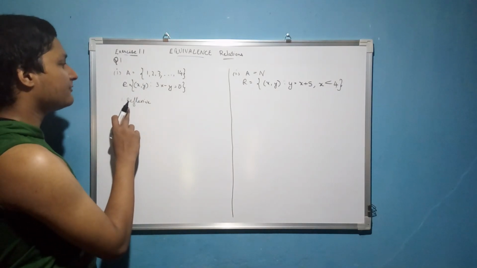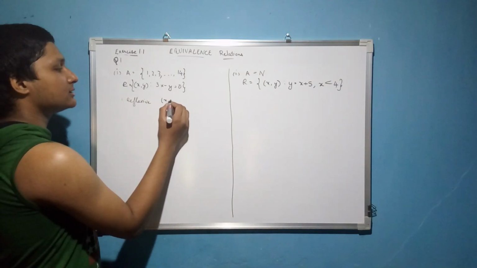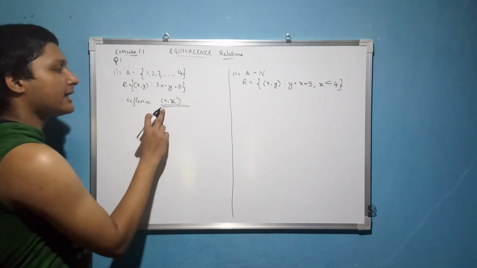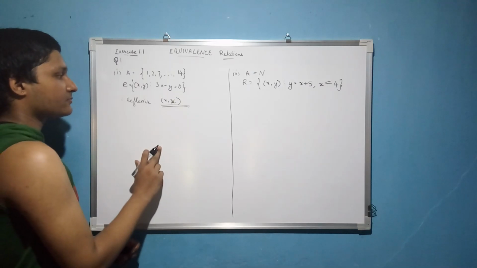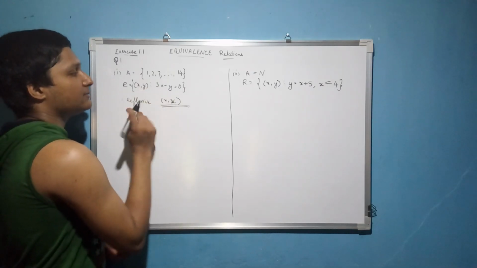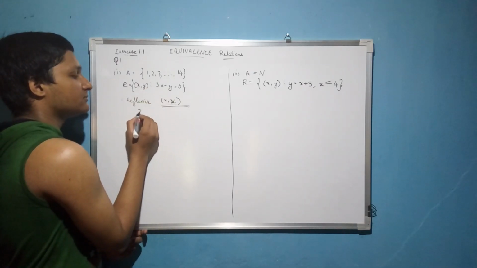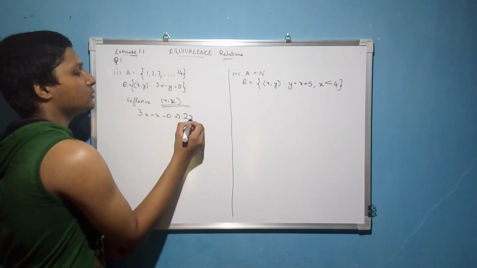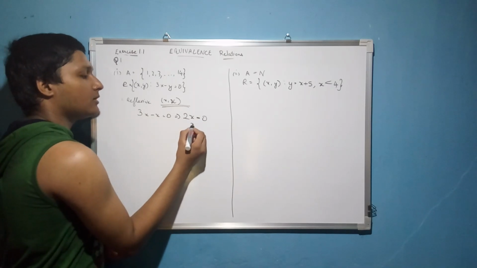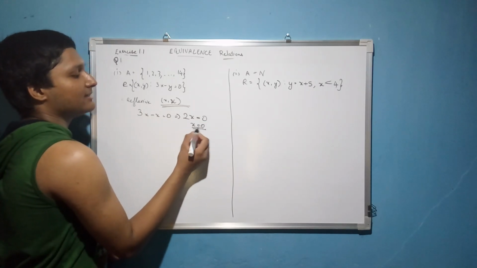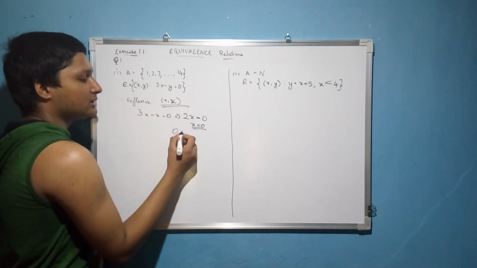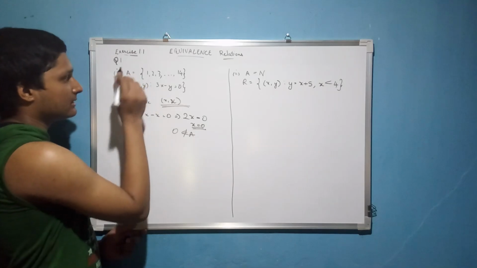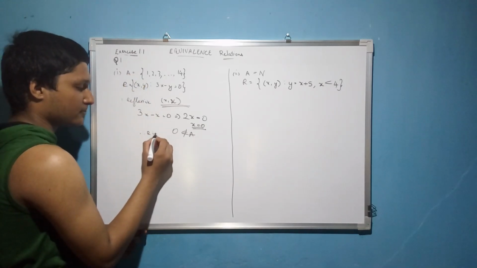In the first case, we check whether it is reflexive. If it is reflexive, then (x, x) should belong to R. We need to check whether (x, x) belongs to R. For what value of x does it belong? 3x minus x is equal to 0. That means 2x is equal to 0, or x is equal to 0. But 0 does not belong to A. Therefore, this R is not reflexive.